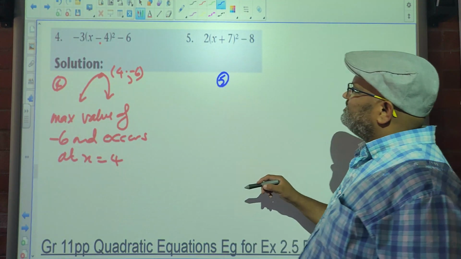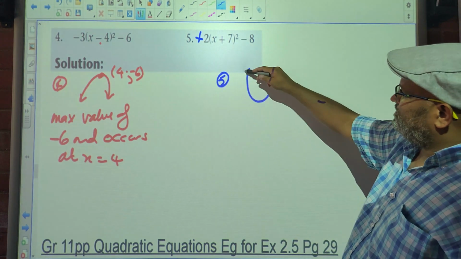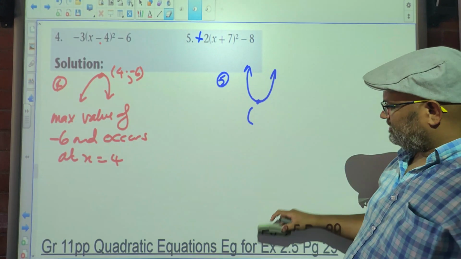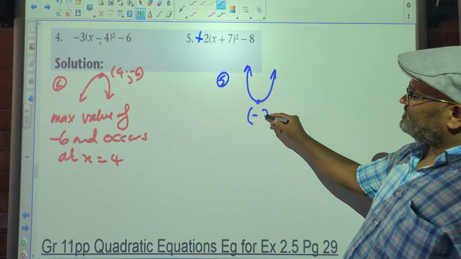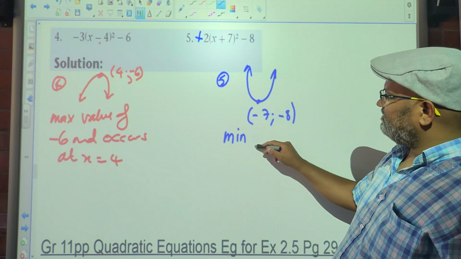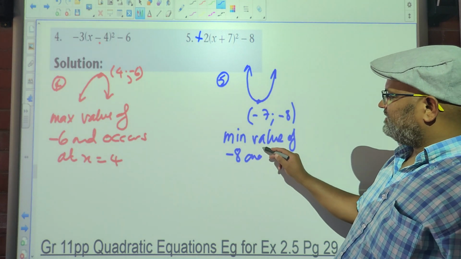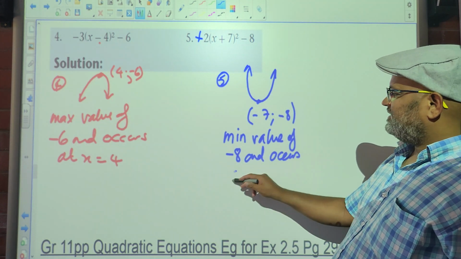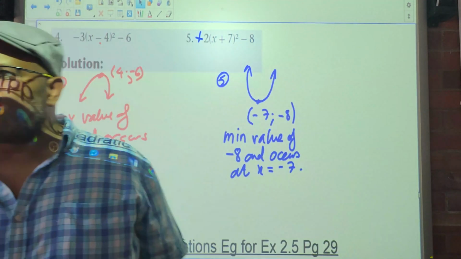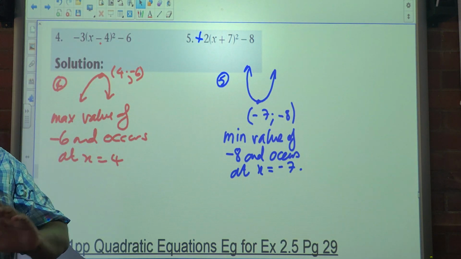Number 5, the last one. Minimum or maximum? Minimum. The coordinates of the minimum are negative 7 and negative 8. So this graph has a minimum value of negative 8 and occurs at x is equal to negative 7. Right, you all understand. With that, you have concluded exercise 2.5 already. Are there any problems with that exercise?